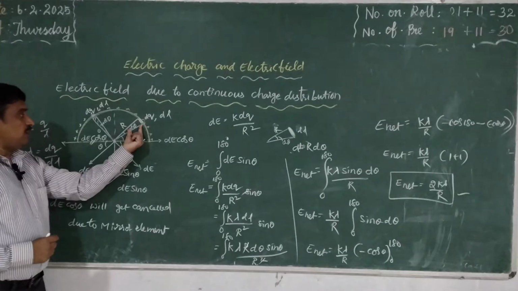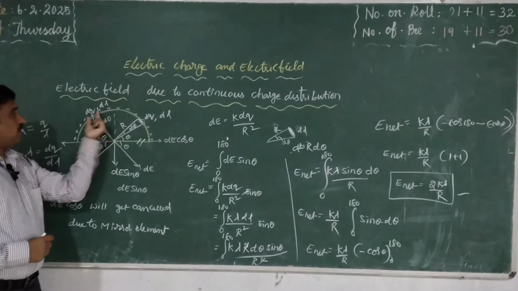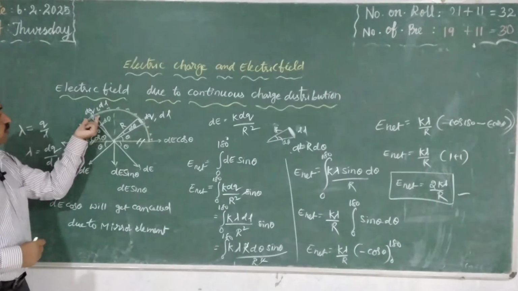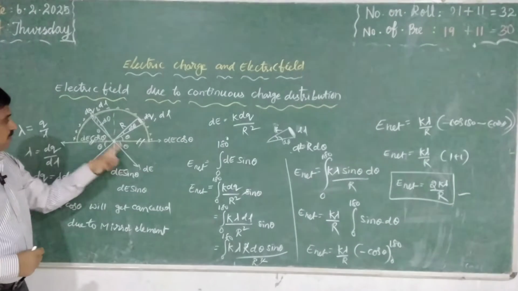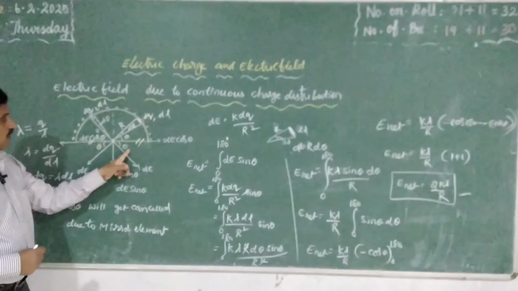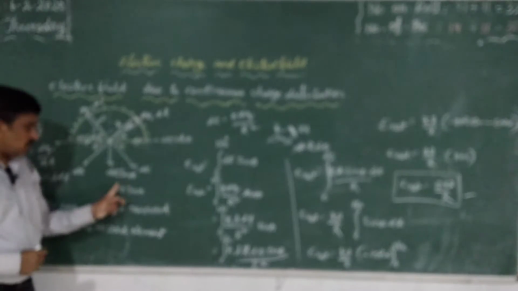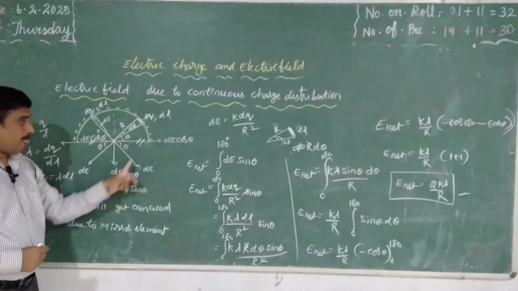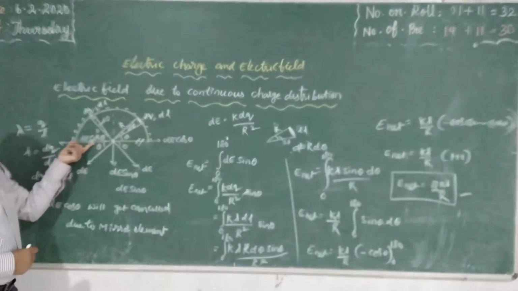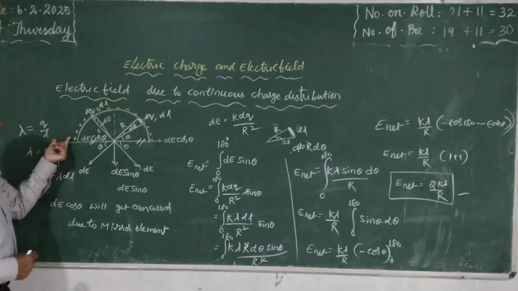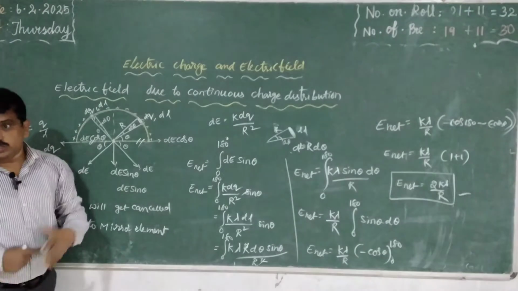Next, symmetrically opposite, here we can take a dq part. This dq has electric field dE, which makes theta from here, vertically opposite. So theta here, that is dE cos theta, and the opposite is dE sin theta. This dE cos theta gets cancelled. Why? It is a negative side, it is a positive side, so it is automatically cancelled.